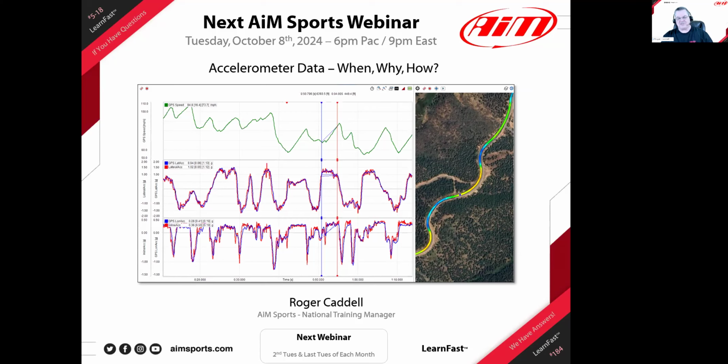What's the difference between the sensor-based accelerometers and the GPS-based, and then I'll give you a few examples of ways you might want to use accelerometer data differently than you are already. So accelerometer data, when, why, how, will be our next webinar, October 8th. Join us here. It'll be a great time. The one after that is going to be temperature and pressure sensors. We'll talk about how to set those up in the software, make sure everybody has a good understanding of that, and then maybe some slightly different ways of using that in analysis. So I'm looking forward to the next couple of webinars.